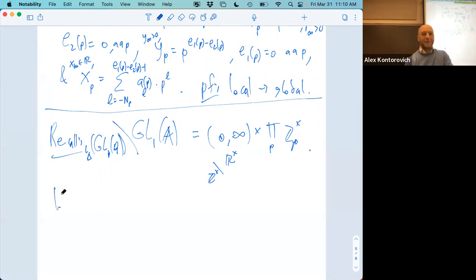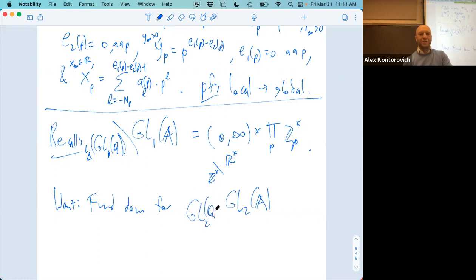So now what we want is a fundamental domain for GL2 of the adeles with the discrete subgroup GL2(Q) inside. What will it look like? GL2(Q) is discrete. Yes, Q is discrete in A. So GL2(Q) is going to be discrete in GL2(A), and we'll write down an open set, which is a fundamental domain for its action, which is one way to show discreteness.